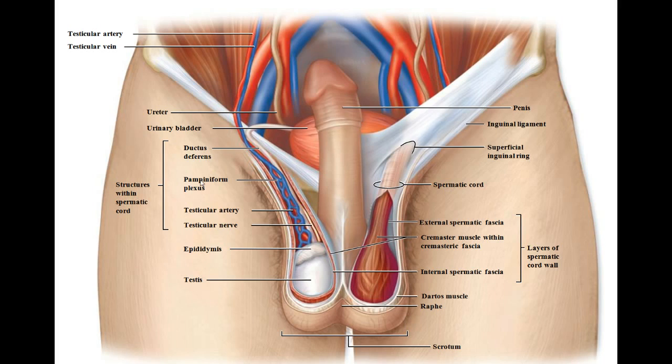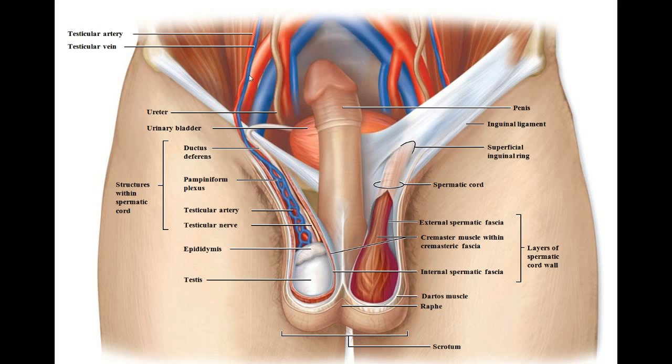Okay, now the idea behind this pampiniform plexus is that the blood, the testicular artery, is taking warm blood out to the testes. We don't want that blood to be hot. We don't want it to be greater than body temperature, or we don't want it to be body temperature. We want it to be cooler than that. So the plexus is this network of veins that covers the arteries, and what they're going to do is they're going to cool the blood. So it's a heat exchanger.